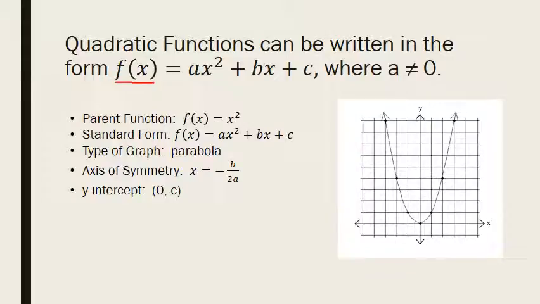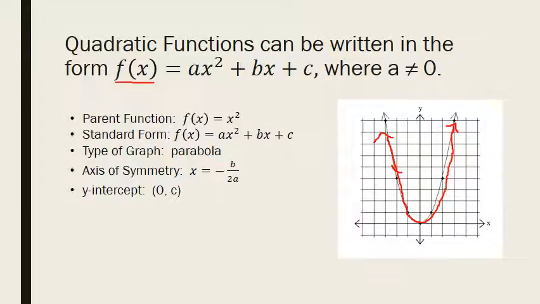All right, we understand that the parent function is f of x equals x squared, and we actually have that graphed over here on the right side. Right here is the graph of the parent function. Standard form means that it's ax squared plus bx plus c. We call the type of graph a parabola. It's nonlinear. It is a parabola.